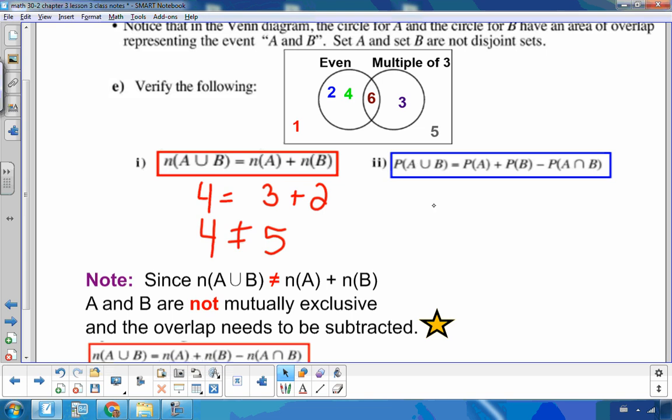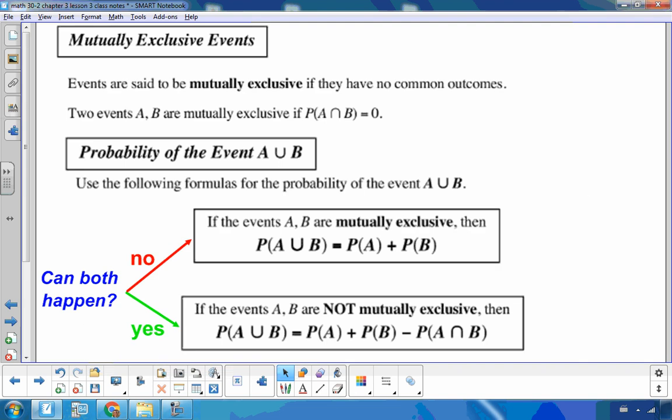So I need to change this formula to be like this. The probability of A or B would be 4 out of 6, and that should equal the probability of A, 3 out of 6, plus the probability of being in B, 2 out of 6, subtract the probability of being in both. So in doing that, 3 plus 2 is 5, take away 1 is 4. I now know it's true. So the big thing here is to always subtract that overlap in the middle.